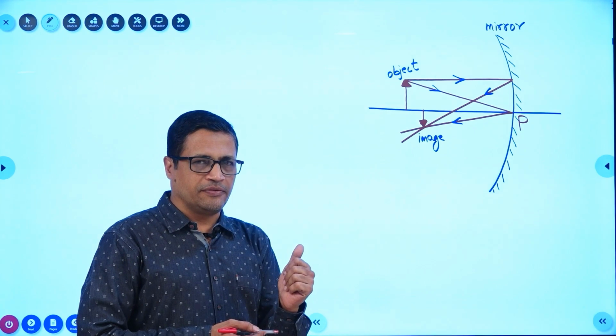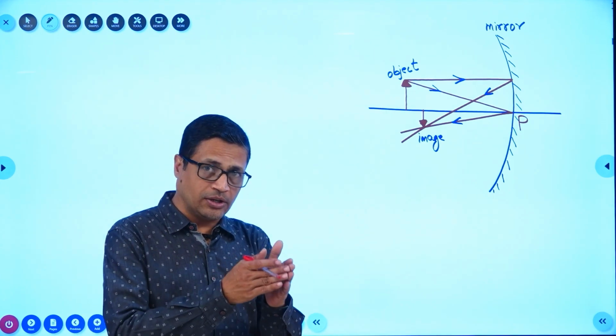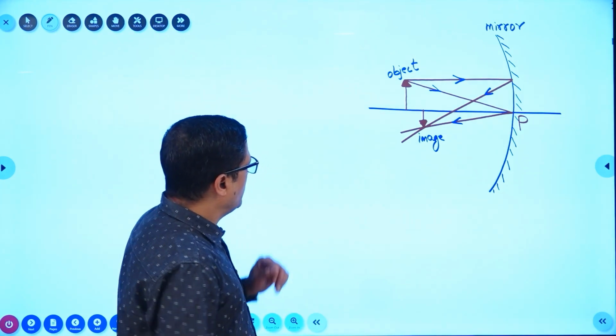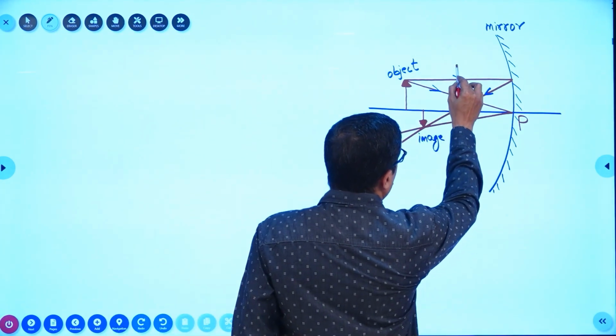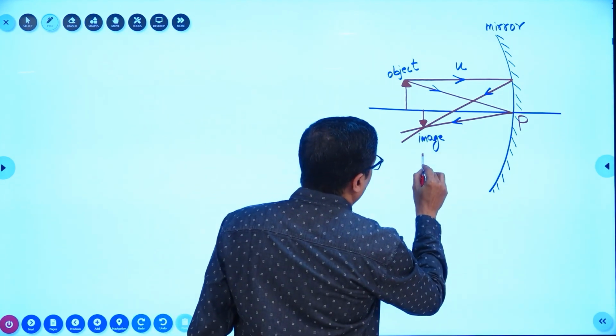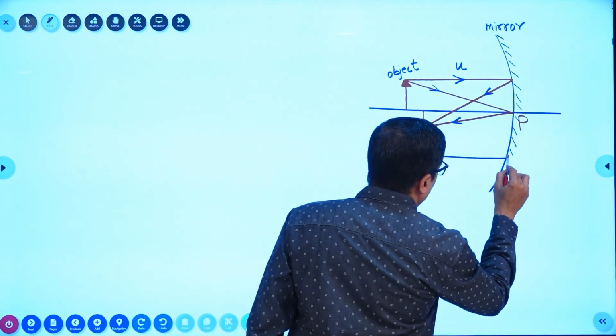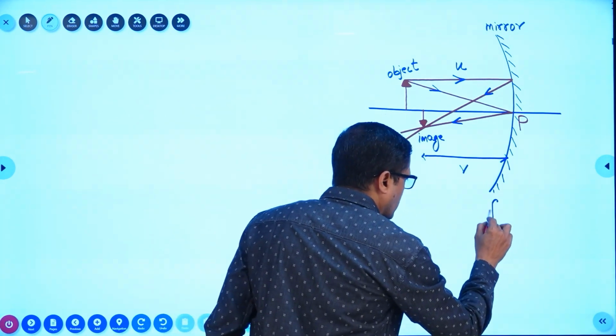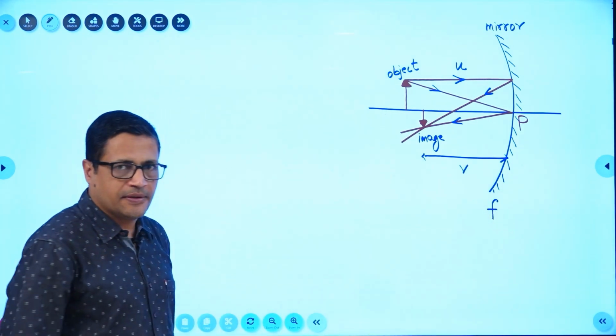And now you know what kind of an image this is called. The rays have met on their own, therefore we call it a real image. Now this is the object distance, which is denoted as u, and from this point to this point, this is the image distance v, the focal length of the mirror, let us call it f.